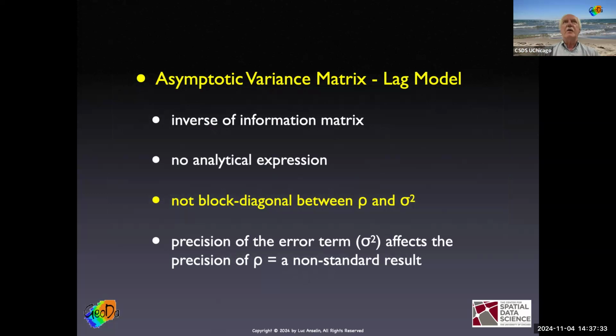This day and age, less so, because we have developed some procedures, shortcuts basically. And the most important of which is the power expansion. When you do the inverse of I minus rho W, you can approximate that by a power expansion of I plus rho W plus rho squared W squared, and so on. Same thing we saw in the reduced form of the lag model.